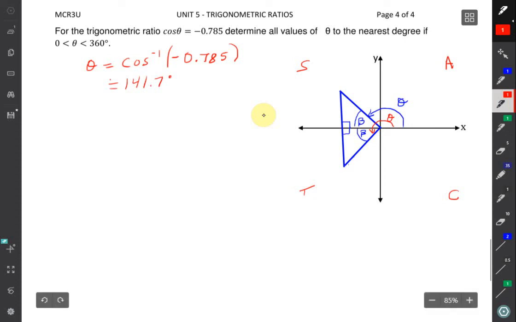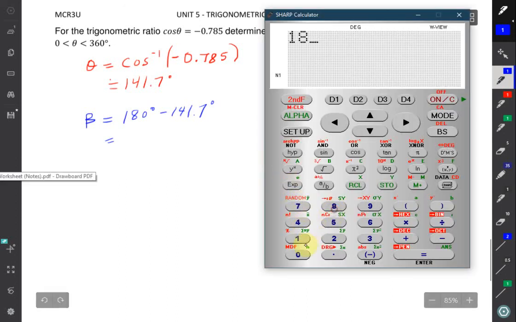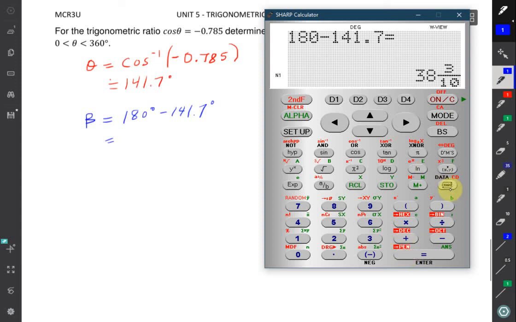Now I need my beta in order to get this other angle that goes past 180. So now what I need to do is calculate beta. Beta is equal to 180 degrees minus 141.7, which equals 38.3.